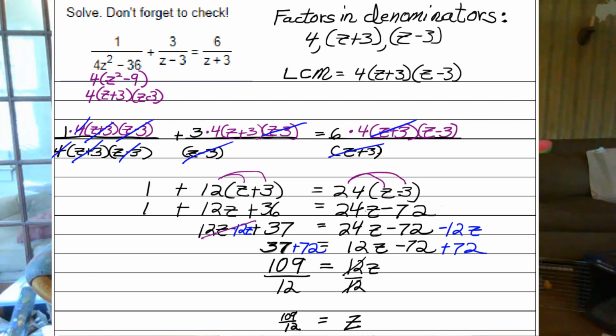So I'll subtract 12z from both sides of the equation. 12z minus 12z is 0. I'm left with a 37 over here. 24z minus 12z is 12z, and I still have my minus 72. Then I decide to add 72 to both sides of the equation, leaving me with 12z equals 109. Then I divide by 12 and divide by 12. So I have z equals 109 over 12.